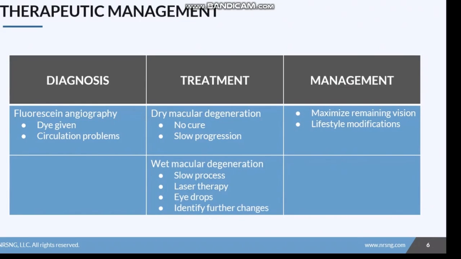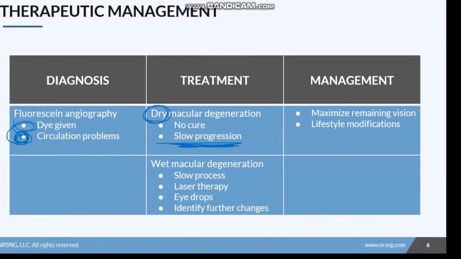Okay, guys, so let's look at therapeutic management really quick. For diagnosis, providers can use fluorescent angiography, and this is when patients are given dye, which helps identify circulation problems within the retina. Treatment with dry macular degeneration, there is none. So there's no cure. So really, our treatment and management is just based on slowing the progression of the disease.